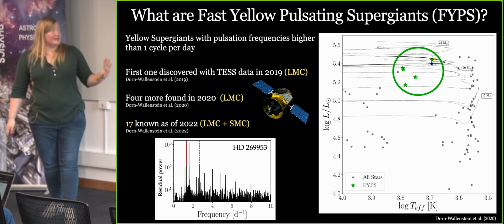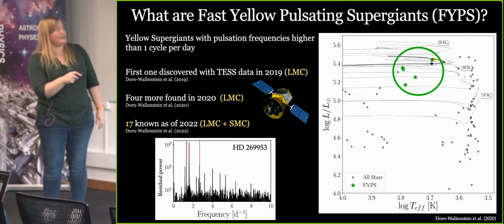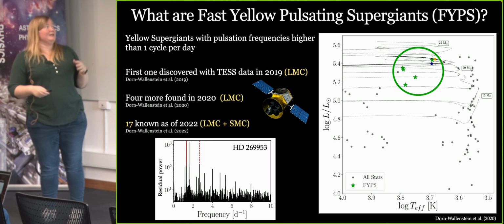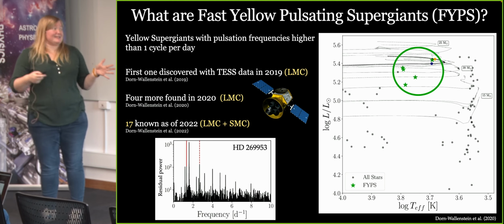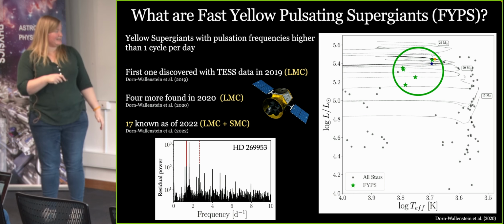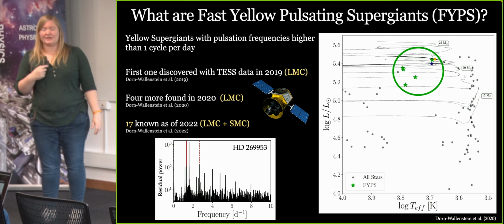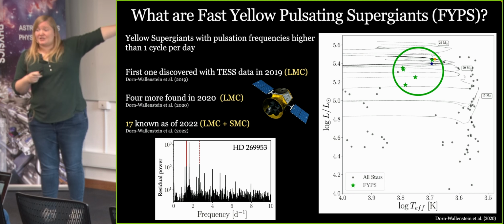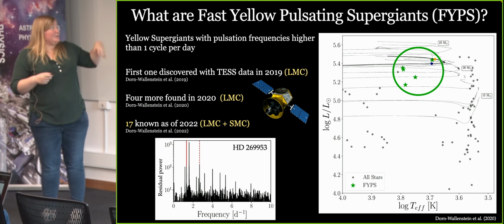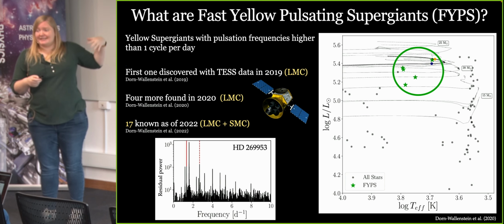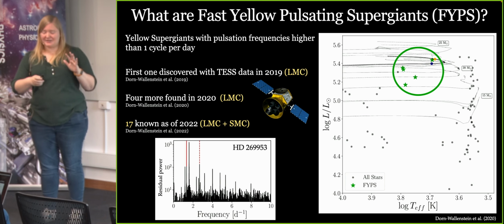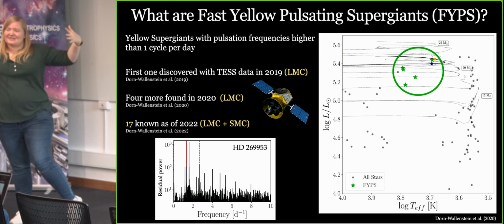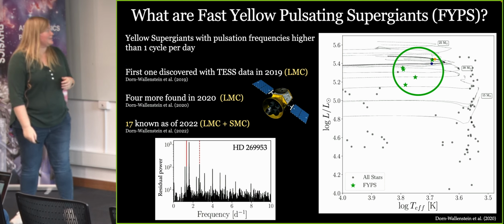So these types of stars are again yellow supergiants located around here in the HR diagram and are quite massive, so more than 15 solar masses and above. And what has been found for these stars is that they seem to have oscillation frequencies in their power spectra when we're looking at those. These stars were all found in the LMC and SMC, so the Large and Small Magellanic Clouds, and were first discovered by TESS in 2019. And now they're called fast because of what their frequencies are compared to the acoustic cutoff frequency for these stars.